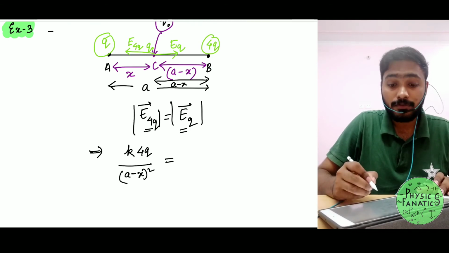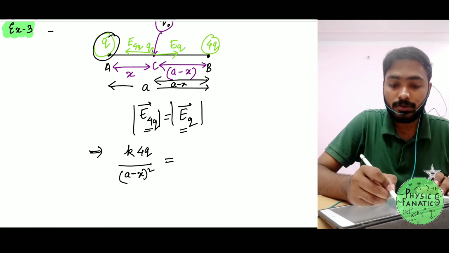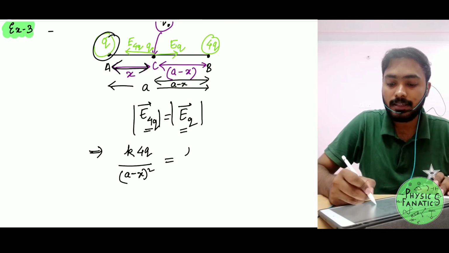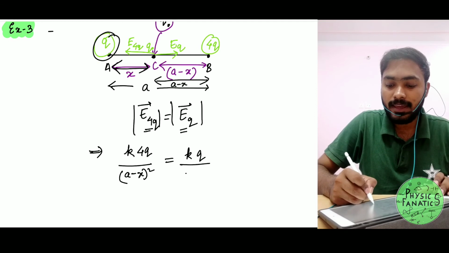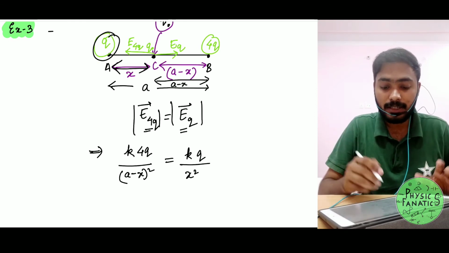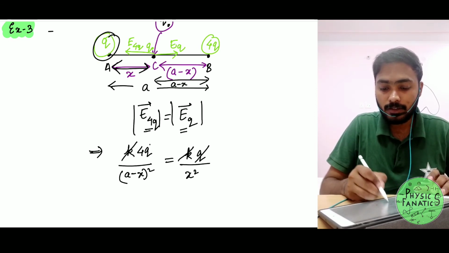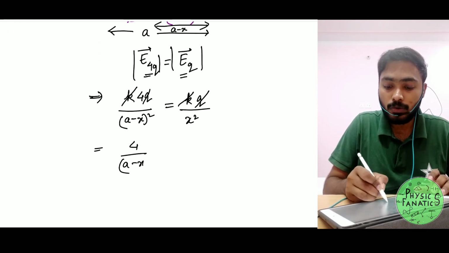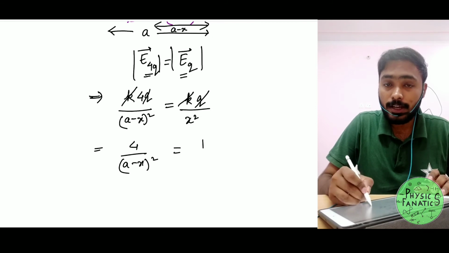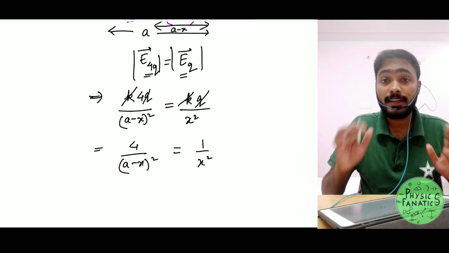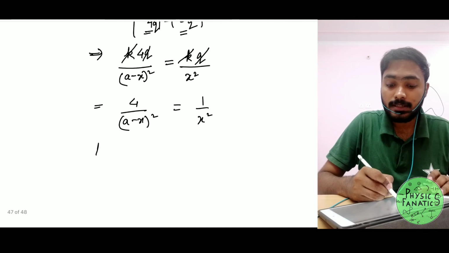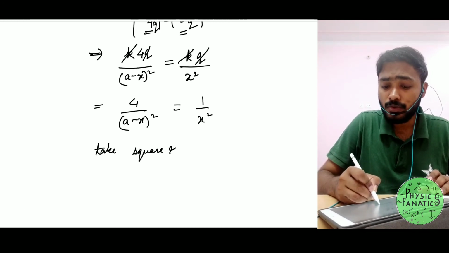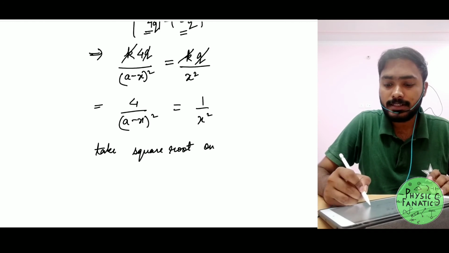Very similarly, electric field because of q, we're talking about the electric field over here, right? The distance between them is x, right? So very simply k q upon x square. I hope that's understandable, right? Cancel out the k's, cancel out the q's, you'll be left with 4 upon a minus x whole square, and that will be equal to 1 upon x square, right? Next step, take square root on both sides, right? Take square root on both sides.